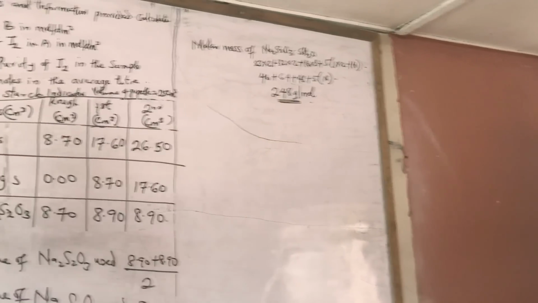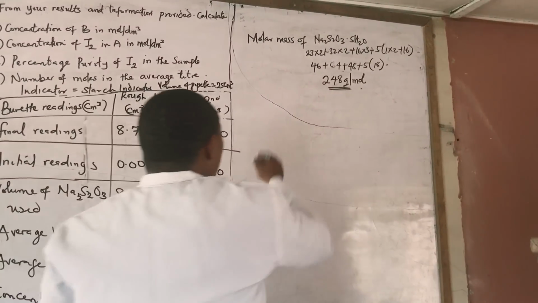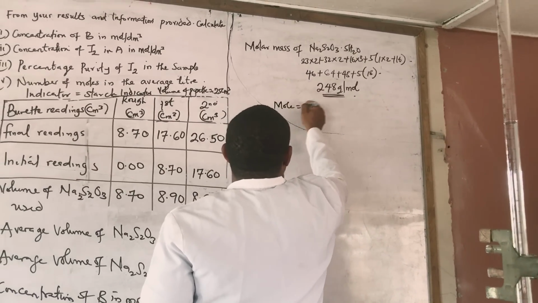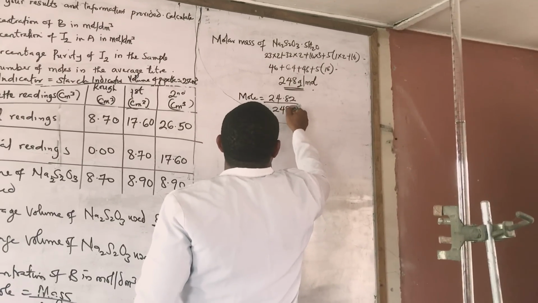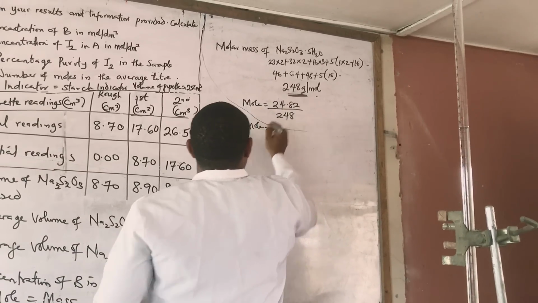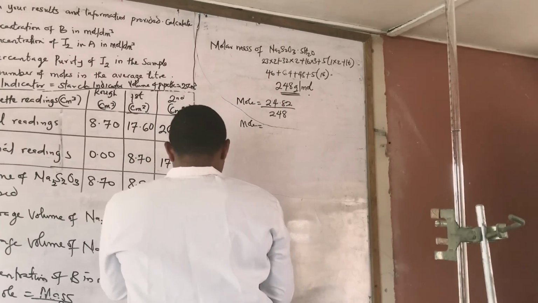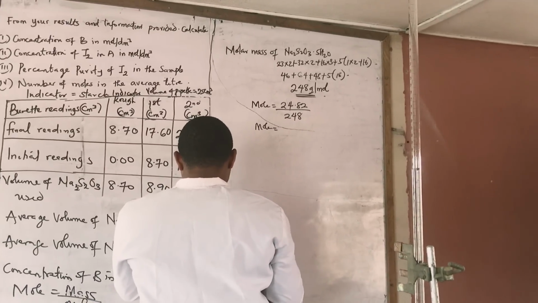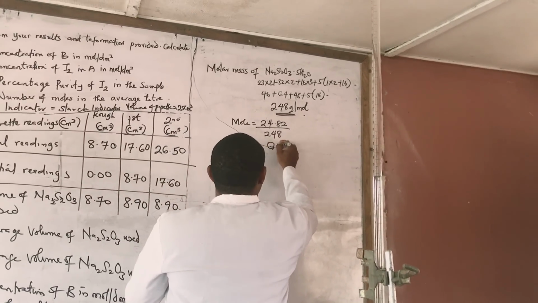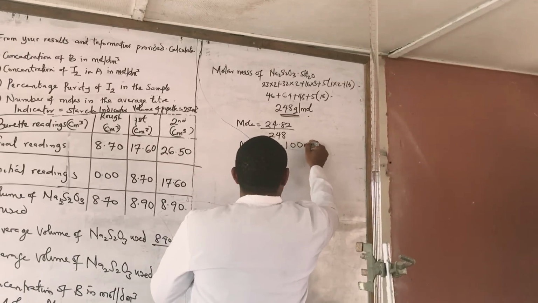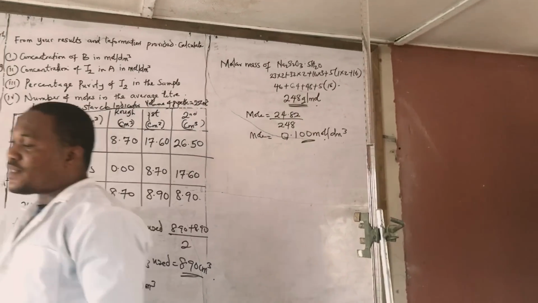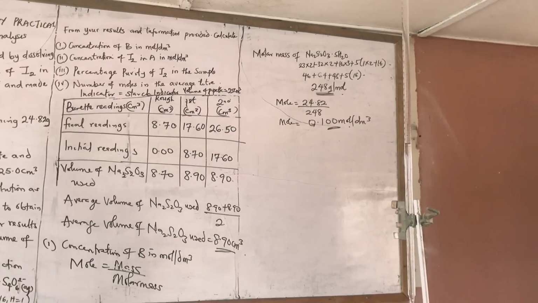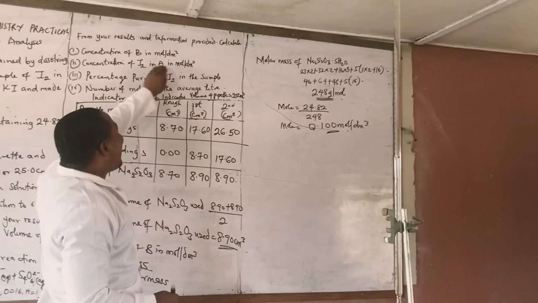And they are giving us the mass to be 24.82. So our mole becomes 24.82 over 248. So our mole becomes 24.82 divided by 248. That's giving us 0.100 mole per dm³. That's sorted. Number 1 is sorted. Now they said concentration of iodine molecule in A in mole per dm³.